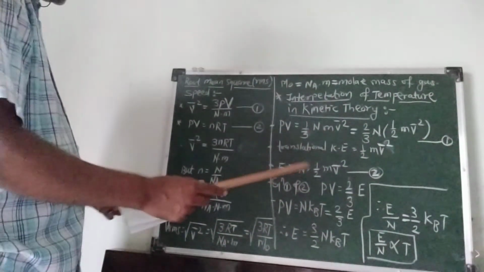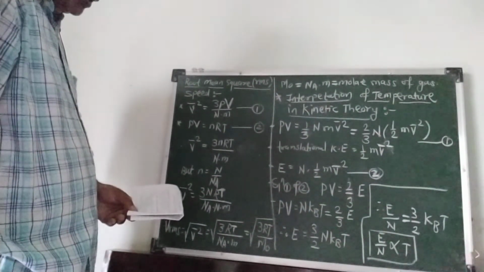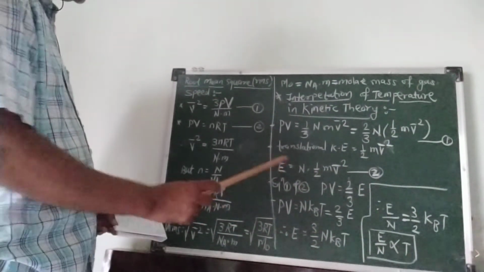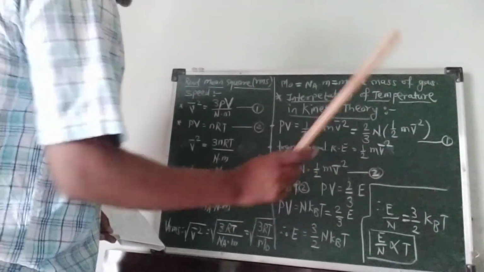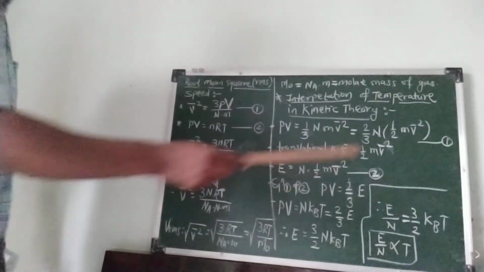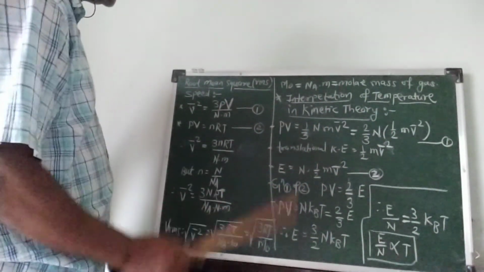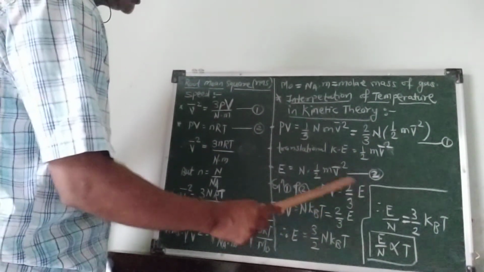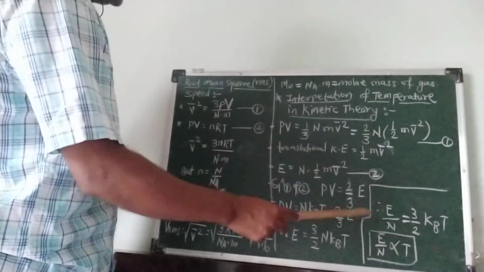Then the internal energy of an ideal gas is purely kinetic. Then the average total kinetic energy is given by E is equal to N into 1 half m V bar squared. This is equation number 2. Then from equation 1 and 2, therefore PV is equal to 2 upon 3 into E.